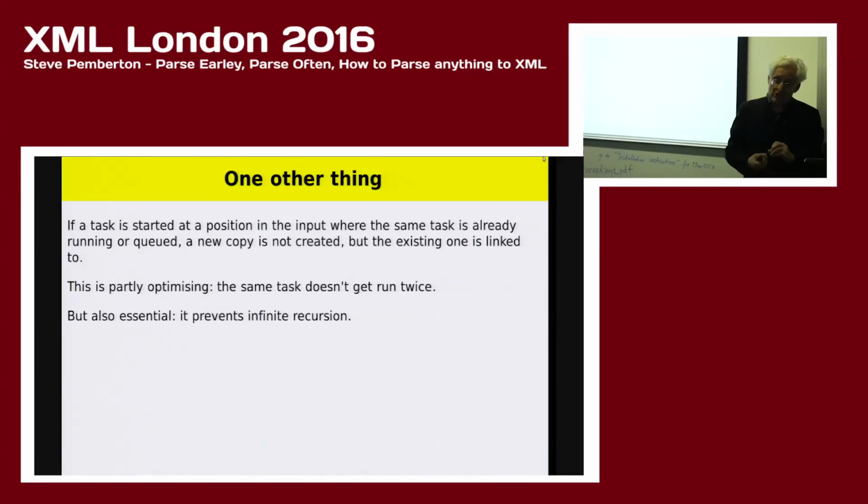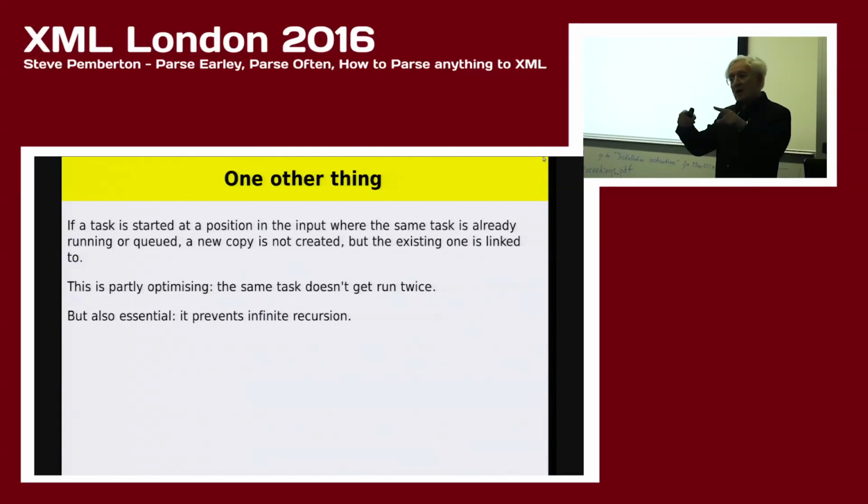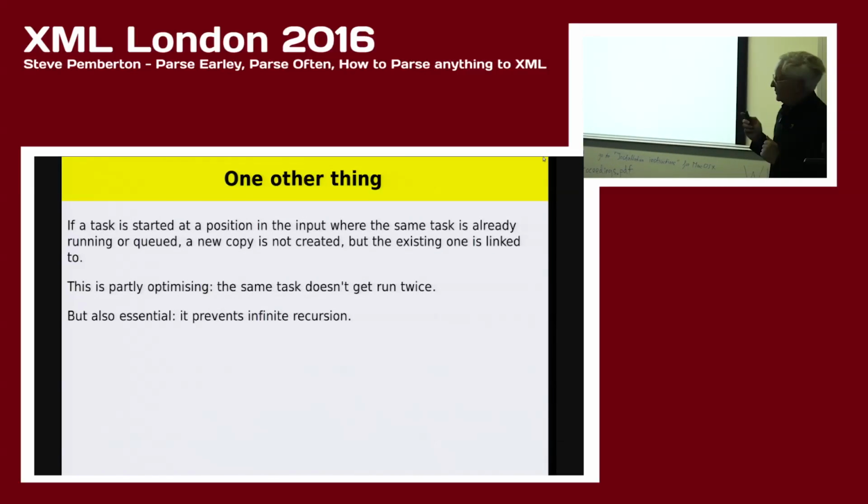There's one other special thing about how it works. If the task is started at a position in the input, and exactly the same task is also started at that position, it doesn't start 2 copies of the task, it just keeps 1 copy of the task around, and then links the parents to that 1 copy. There are 2 reasons for this. Partly it's optimizing so that the same task doesn't get run twice, but actually it's also essential because it prevents infinite recursion. So if one task immediately calls itself, it stops it from just getting lost in recursion, which is a problem with some parsing mechanisms.